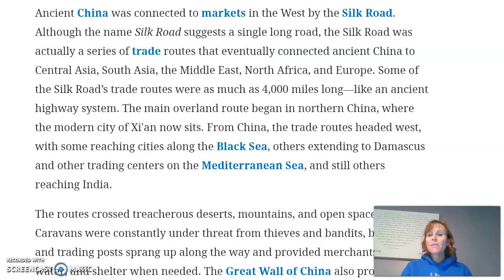Some of the routes were 4,000 miles long. That's a lot of miles. So it's kind of like our highway system. It keeps going and going. The main overland route, which means that we're going to go on the land, began in northern China. And then the routes went west, and some of them went to the Black Sea, others went to the Mediterranean Sea, others went to India. So the Silk Road didn't just go one direction. You could go lots of different directions to trade with lots of different places.